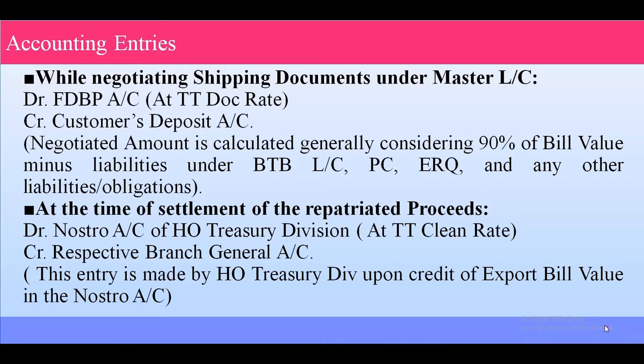Negotiated amount is calculated generally considering 90% of bill value minus liabilities under BTB letter of credit, PC, ERQ, and any other liabilities or obligations. At the time of settlement of the repatriated proceeds: debit Nostro account of HO Treasury Division, at TT clean rate. Credit respective branch general account. This entry is made by HO Treasury Division upon credit of export bill value in the Nostro account.